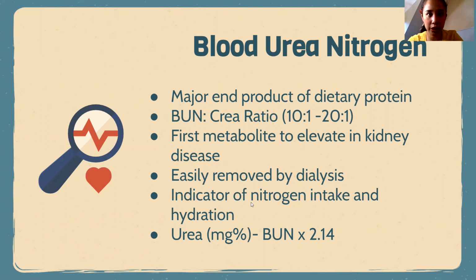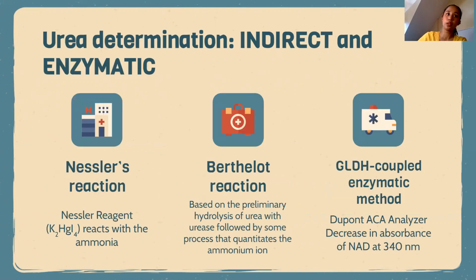And to get the urea, simply multiply your BUN times 2.14. Okay. So now let's focus on the methodologies for detecting urea. Do you remember we have Nessler's reaction? Nessler reagent reacts with ammonia. So first you have to get the nitrogen and break it down to ammonia, then react it with Nessler reagent. We also have the Berthelot reaction.